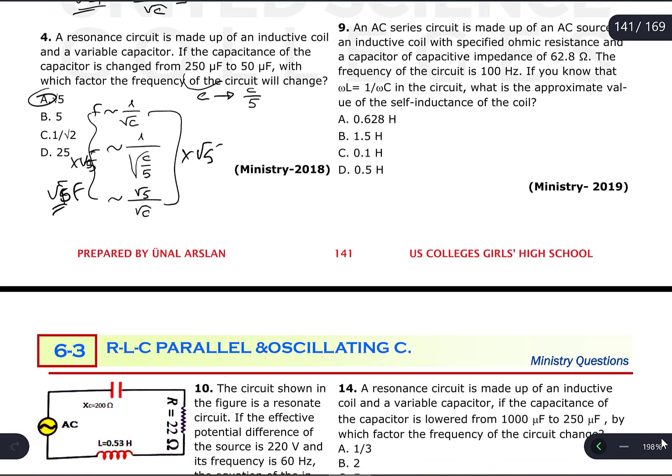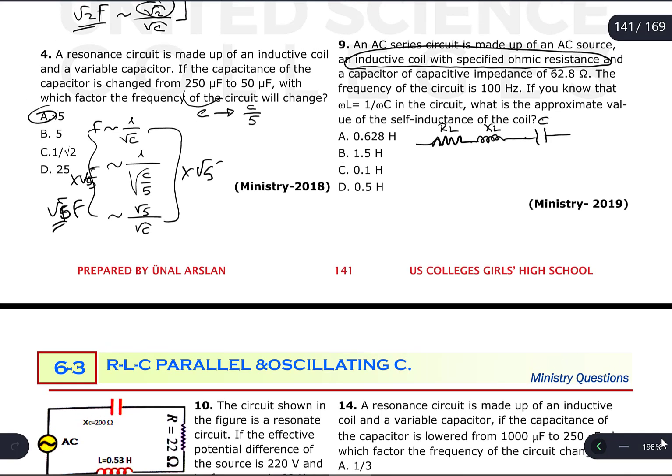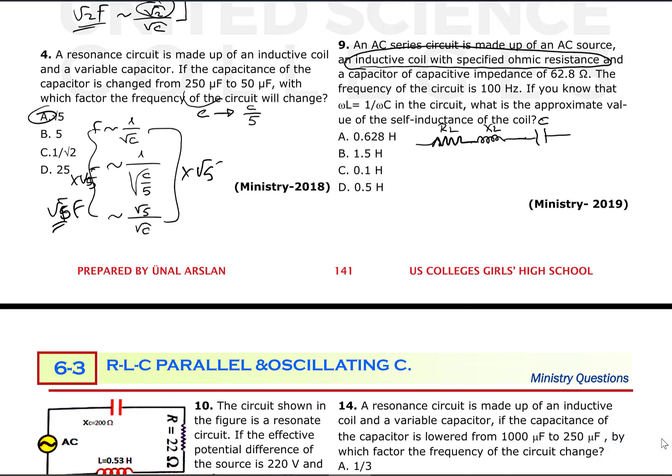Question number 9. An AC series circuit is made of an AC source and an inductive coil with a specific ohmic resistance. So we say that this is an impure coil, and a capacitor with capacitive impedance 62.8 ohm. So there is an impure coil with a resistance RL, and of course this impure coil must have an inductance XL, and also a capacitor is connected to this impure coil with C, and the frequency of the circuit is 100 Hz.